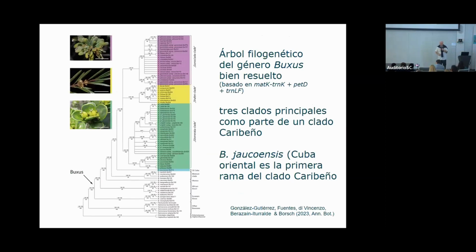And another genus, I think this is what I really like the most. This is Buxus. It was also a PhD project, from Pedro Gonzalez. Buxus has some 40 species here in the Caribbean. There are two hotspots. One is Madagascar. The other is the Caribbean. Like in Europe, we have two. Here there are 40.